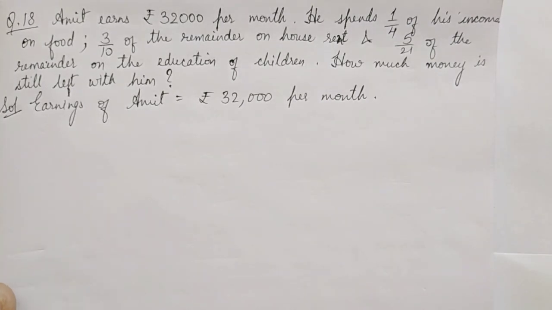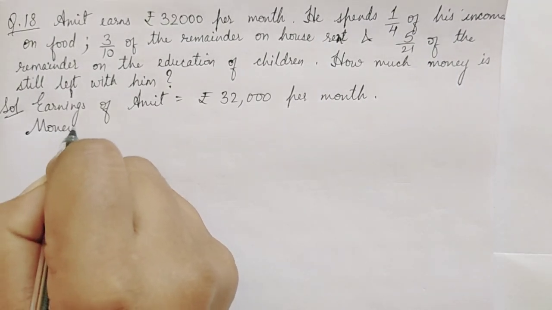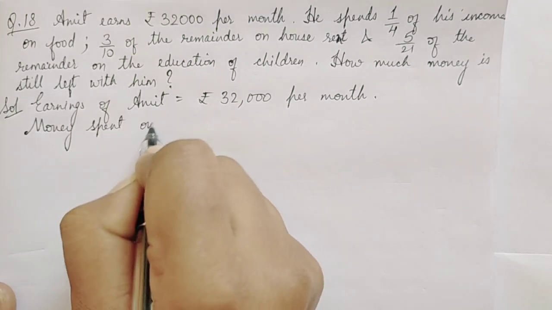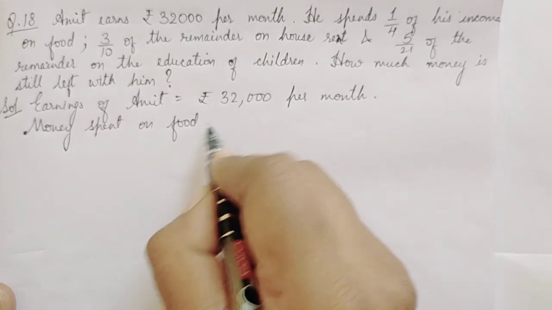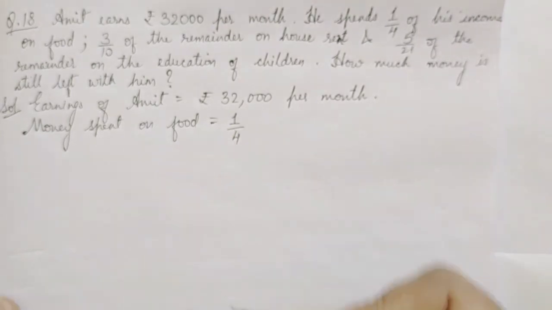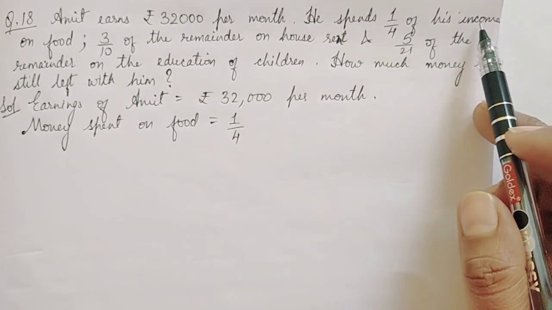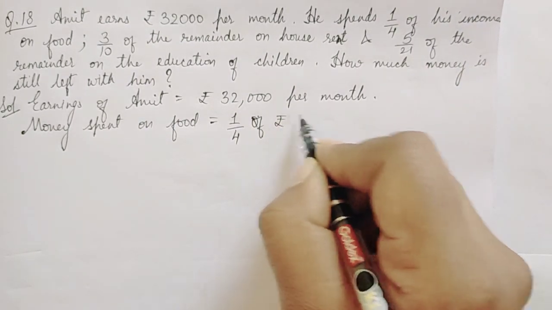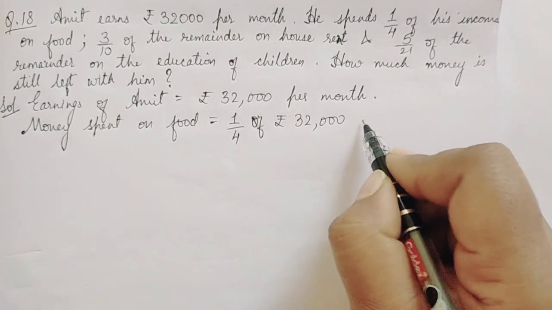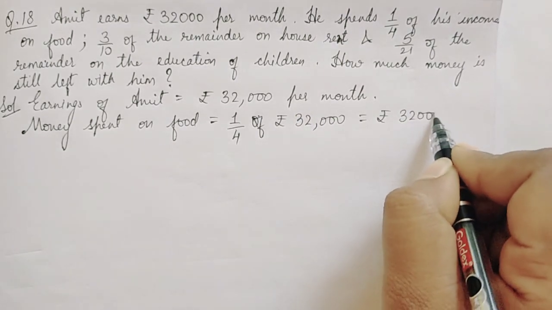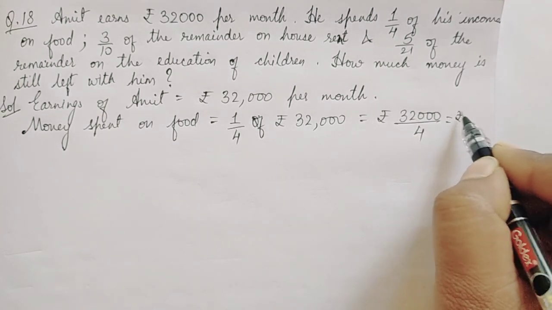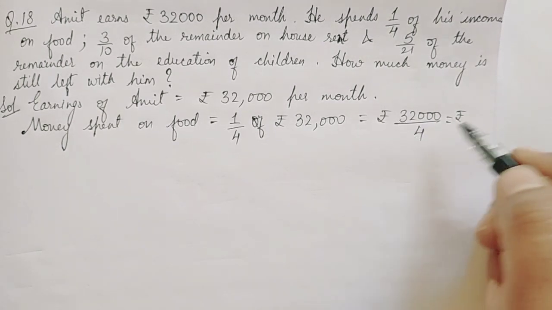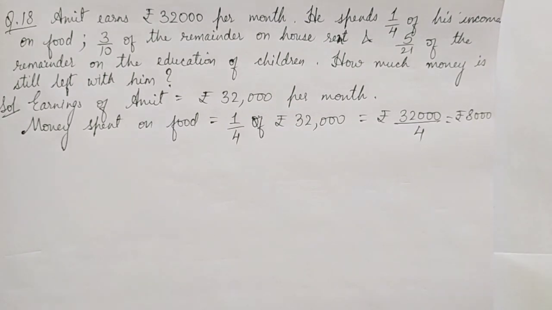Next, money spent on food. It is 1 by 4 of his income. Now what is his income? His income is 32,000. So 1 by 4 of rupees 32,000, that is rupees 32,000 divided by 4, and that will give you, 4 ones are 4, 4 eights are 32. So it is 8,000. So out of 32,000 income, Amit is spending 8,000 on food.